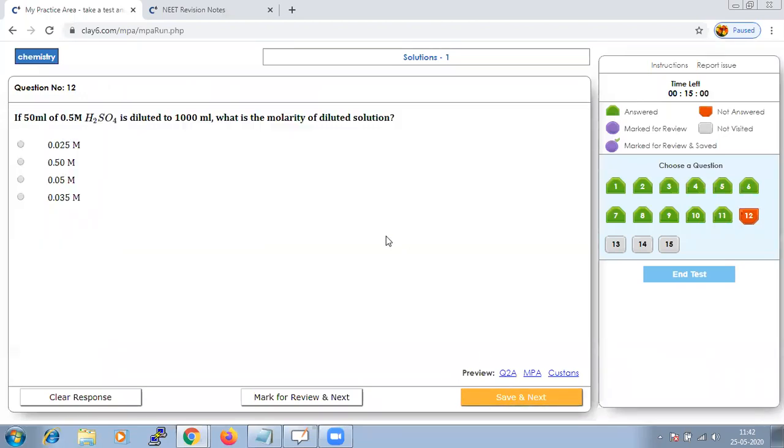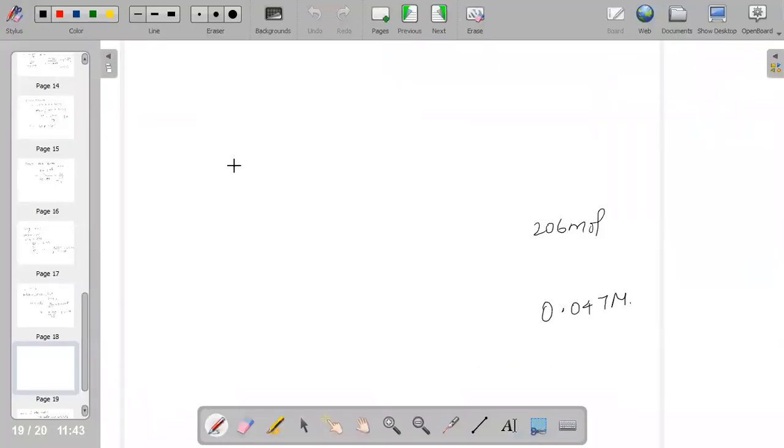If 50 ml of 0.5 M H2SO4 is diluted to 1000 ml, what is the molarity of the diluted solution? So in molarity you are getting two values, M1 V1 and M2 V2. According to the question, 50 ml of 0.5 M H2SO4 is diluted to 1000 ml, and we have to calculate our M2. Let us imagine the formula as M1 V1 is equal to M2 V2.